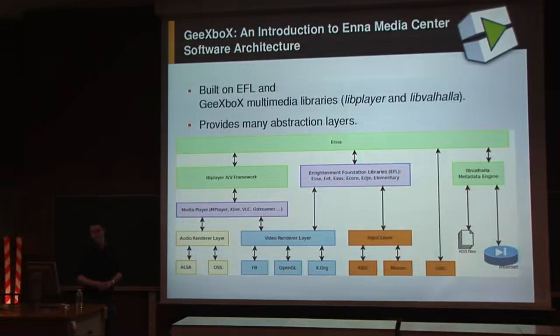So here you can see quite a simple view of what Enna really is. Enna is in the green squares. You have all the libs that have been designed by the GeeXboX teams. So Enna itself relies on the libplayer AV framework and on the libvalala metadata engine, and for the graphical interface, it relies on the Enlightenment Foundation Libraries, also known as the EFL, which mostly are the projects called Evas, Eet, Ecore, Edje, and Elementary.